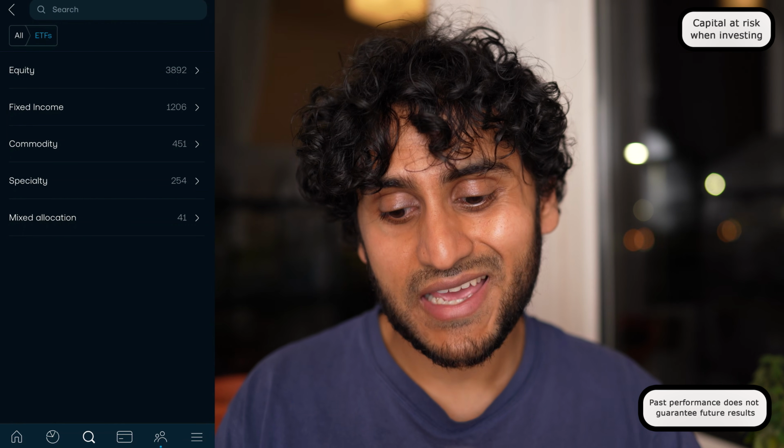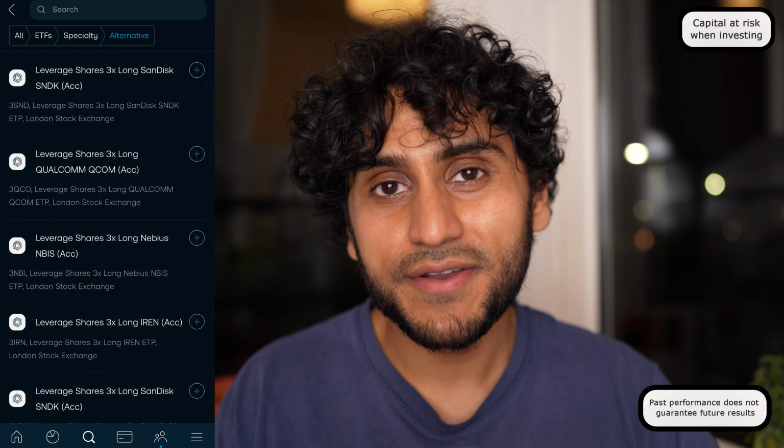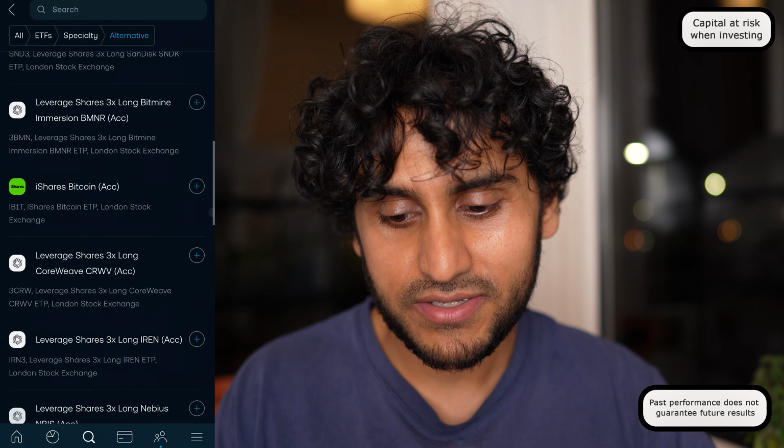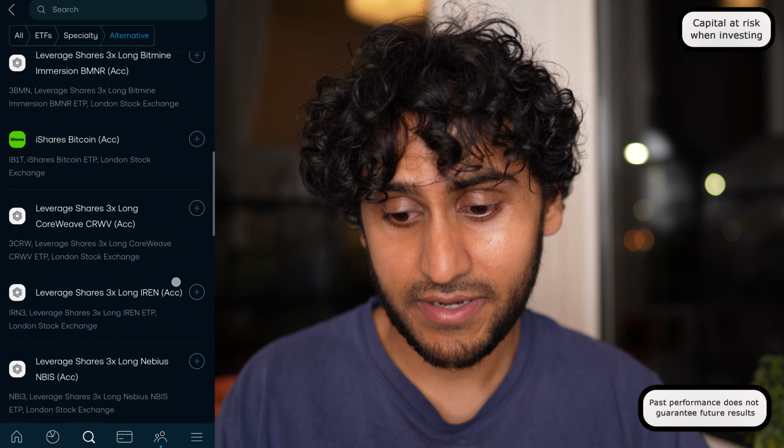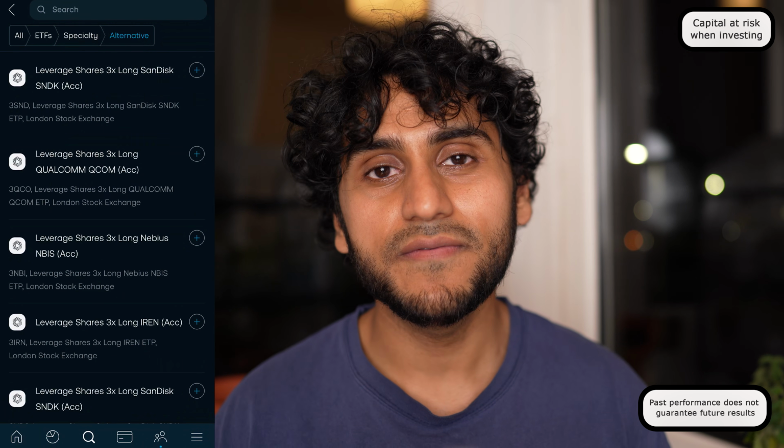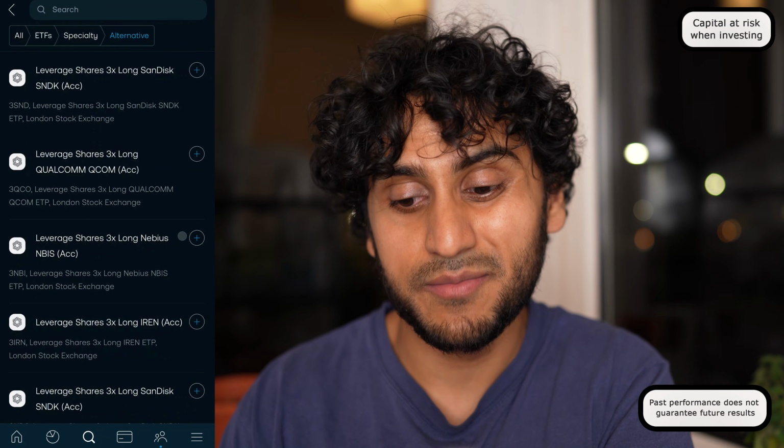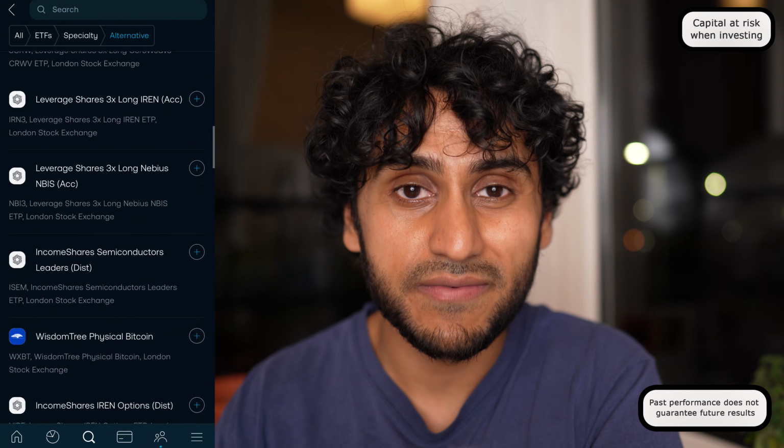And then we have specialty ETFs, a lot of leveraged shares here. Again, I would never actually go into these, so I'm just going to leave it for now. Currently, I'm on the Trading 212 Invest account, and some of these might not be able to be invested into using a stocks and shares ISA. There's a lot of leveraged stuff here, which I'm not going to go into, and some alternative investments.